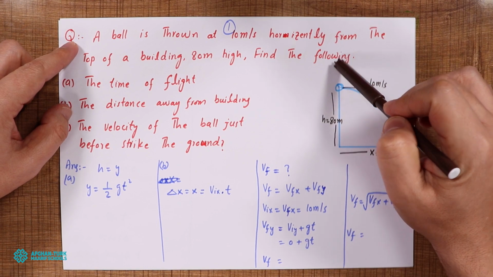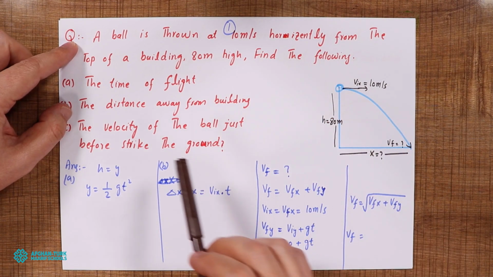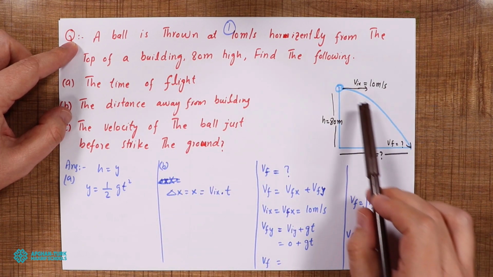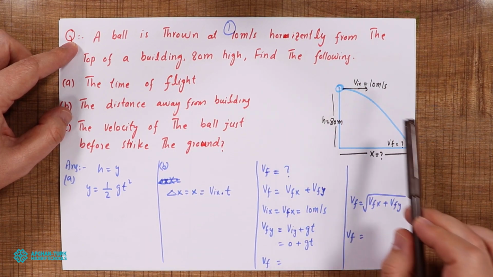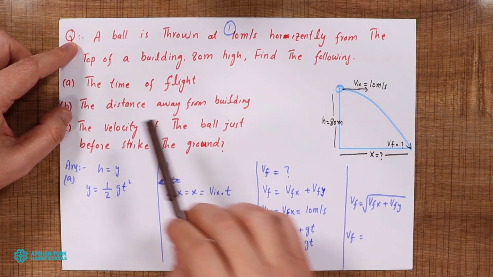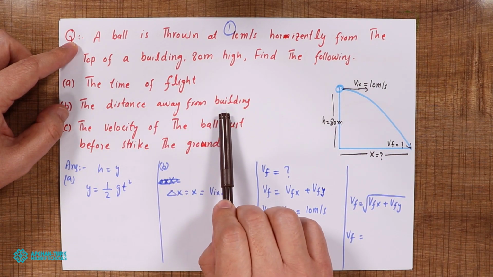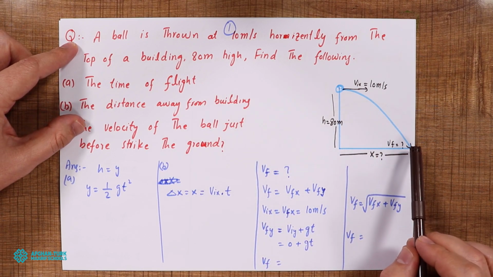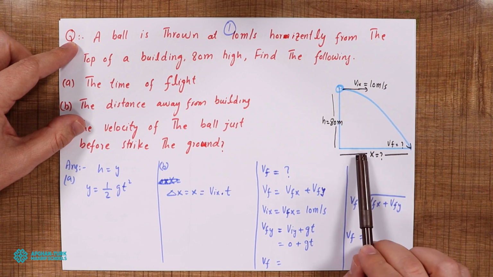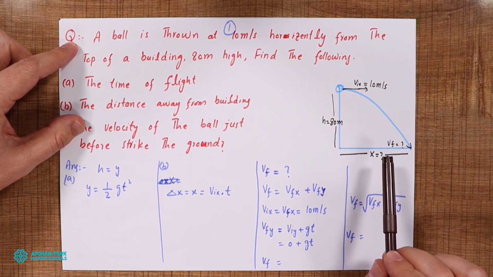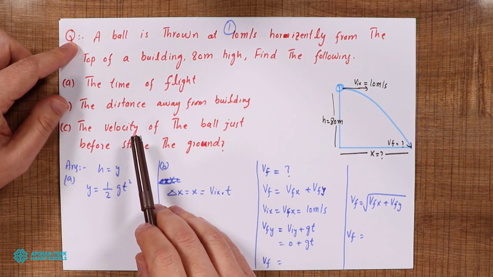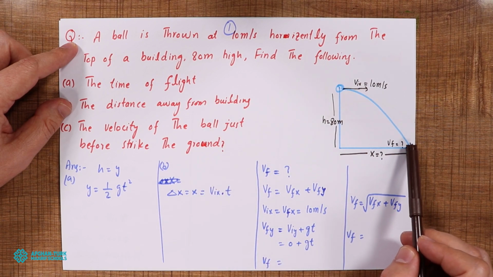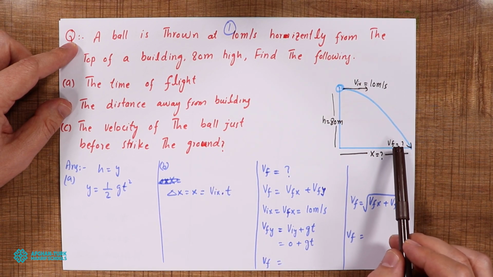Find the following. The first thing is the time of flight, like how much time the ball will take to reach the ground level from the top of the building. The second one is the distance away from the building, like how far the ball will strike the ground, meaning we will find the displacement, or simply the range. The third thing is the velocity of the ball just before it strikes the ground.